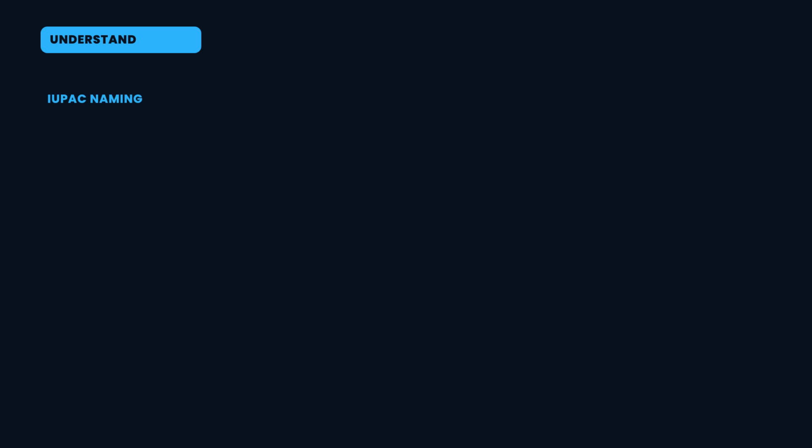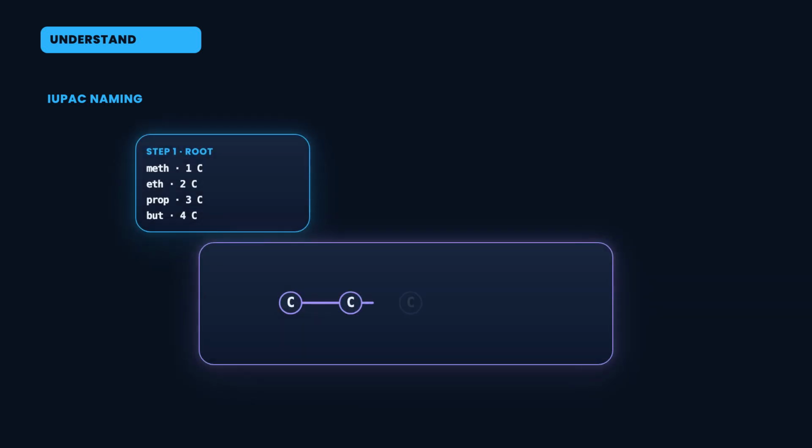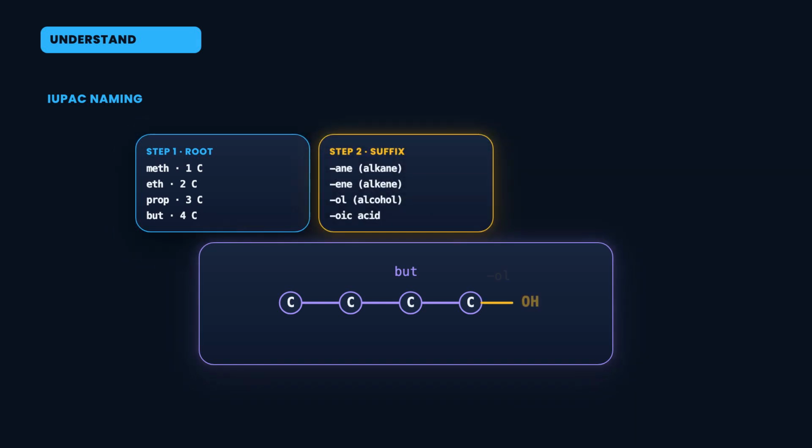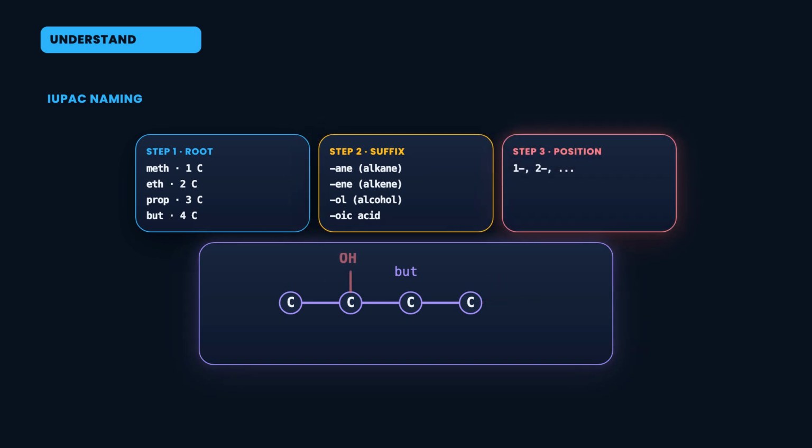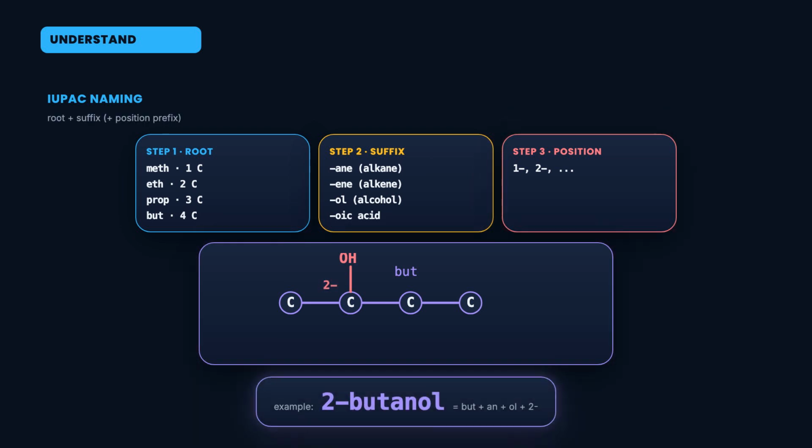Naming follows a 3-step pattern called the IUPAC system. Count the carbons, that gives the root. Meth, eth, prop, but, pent. Pick the family suffix: ane for alkane, ene for alkene, ol for alcohol, oic acid for carboxylic acid. Add a number prefix if needed. Root plus suffix is the IUPAC name.